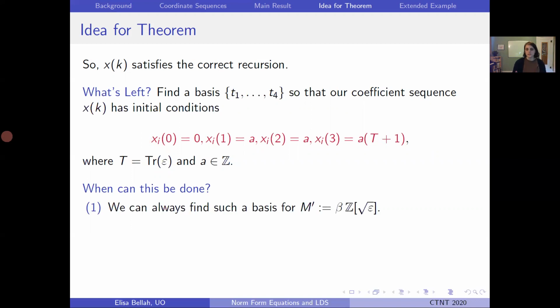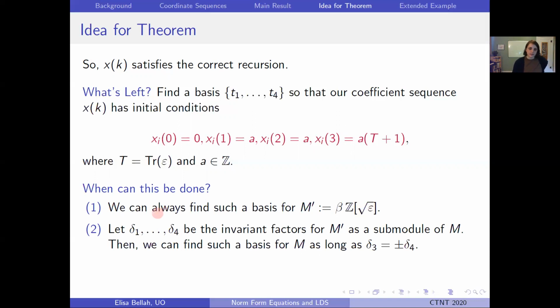Well, I can show that I can always do this for this module I'll call M prime, which is beta times Z adjoined the square root of epsilon. Even if this isn't the module we started with, it does turn out to always be a finite index submodule if the square root of epsilon is degree 4. And in the case where I don't know what the module is, if I at least know how this finite index submodule is sitting inside of my module with respect to these invariant factors, then I can find these correct initial conditions as well. So I want to talk about part 1 of this generally, and I'll give you a longer example to show you when you can apply part 2.